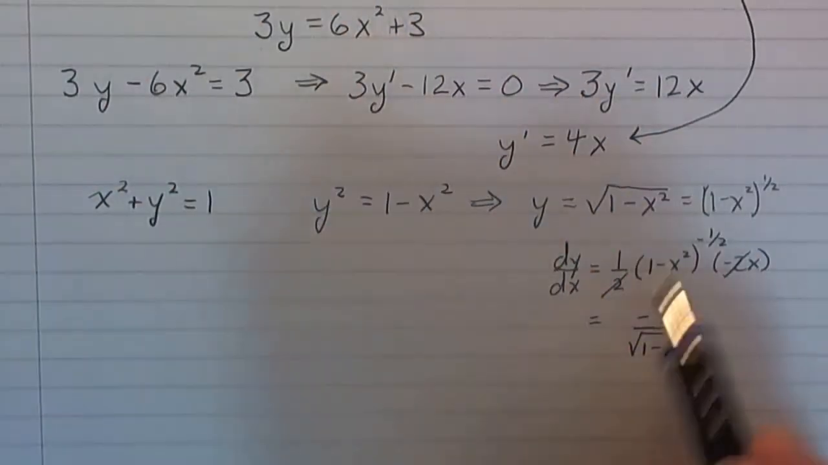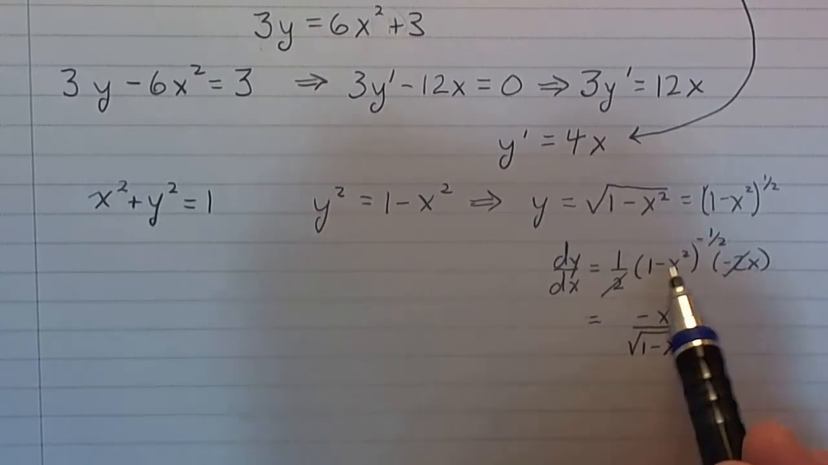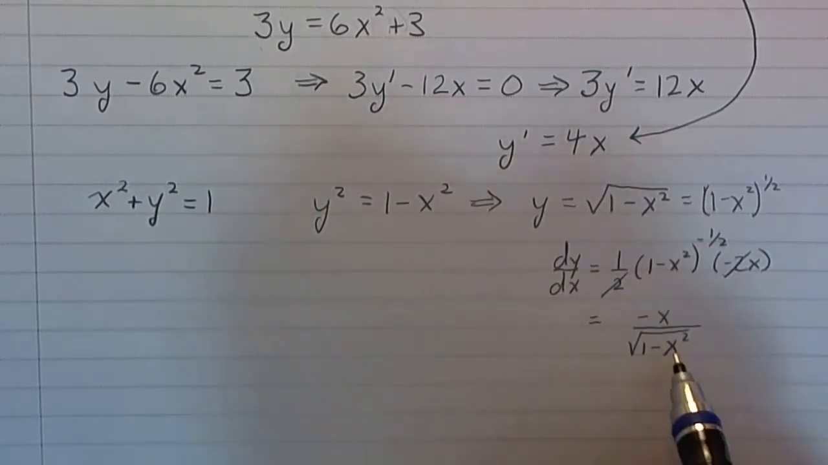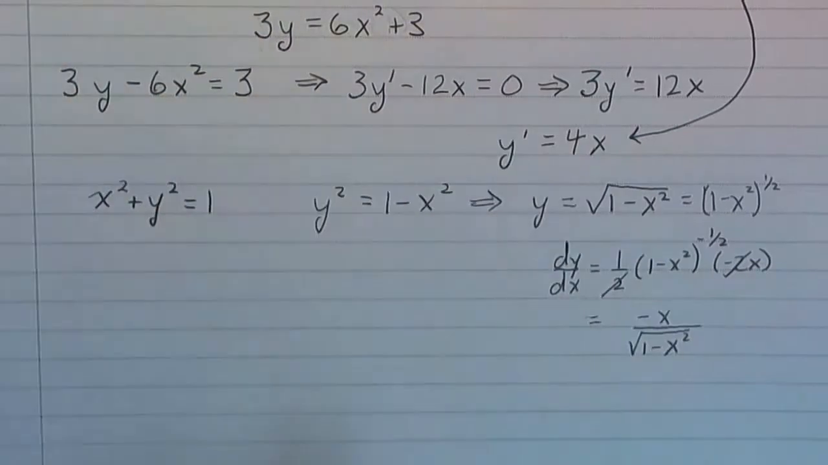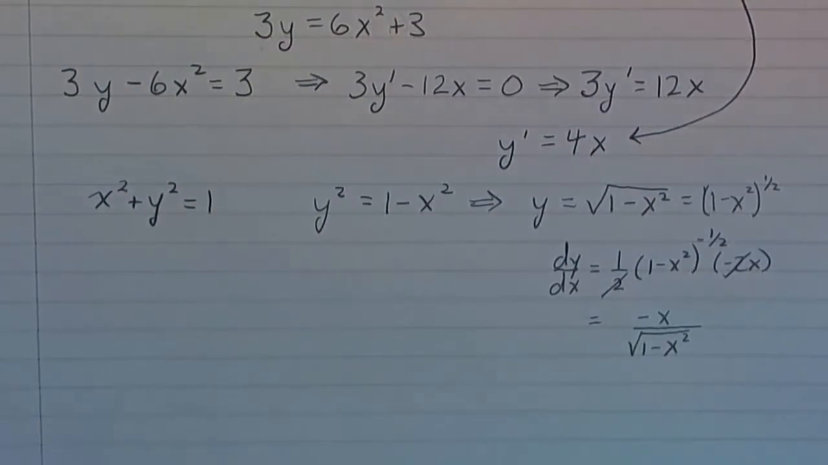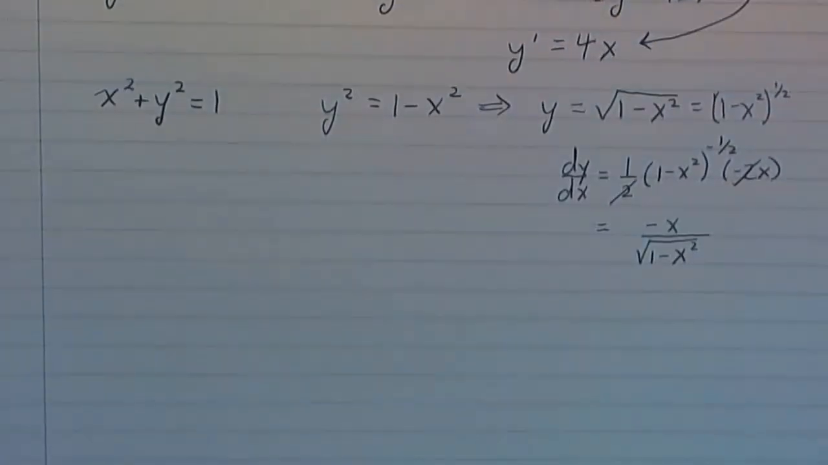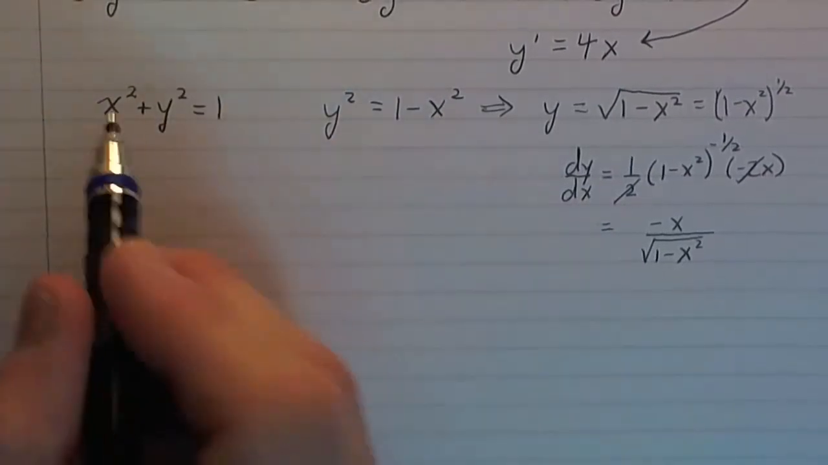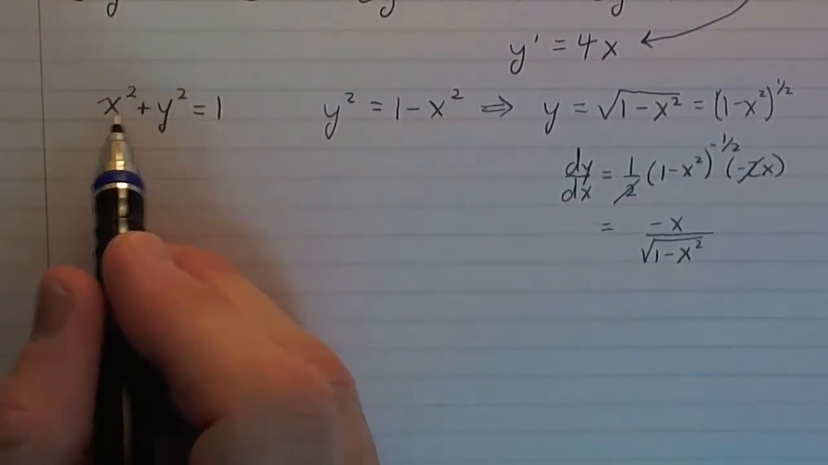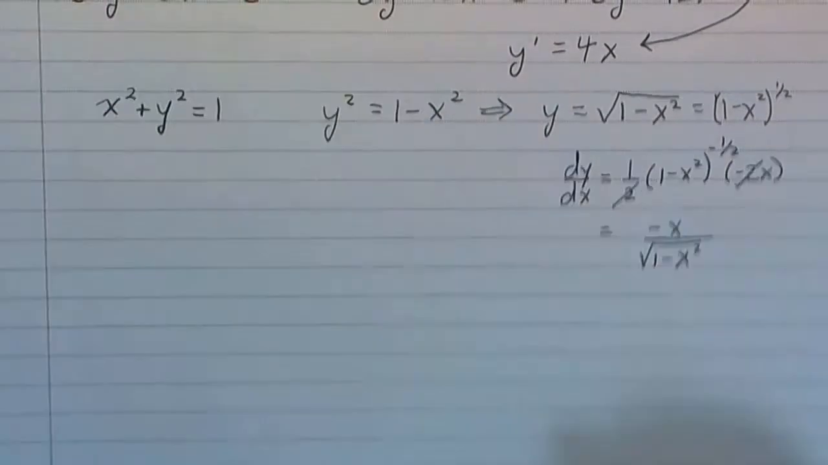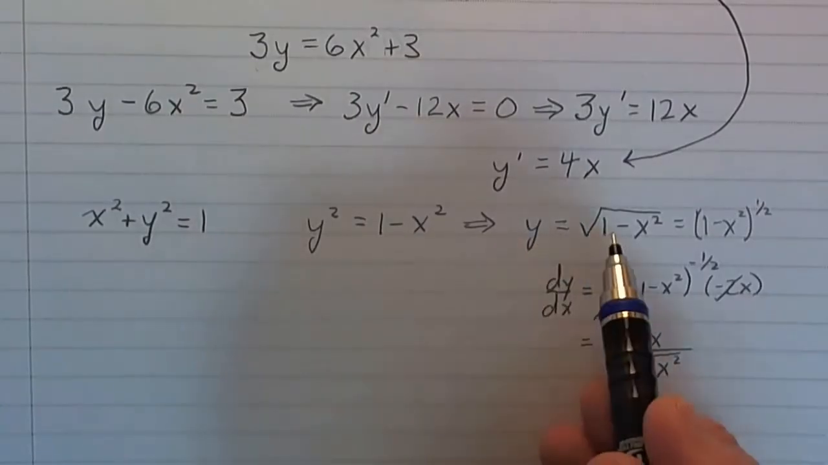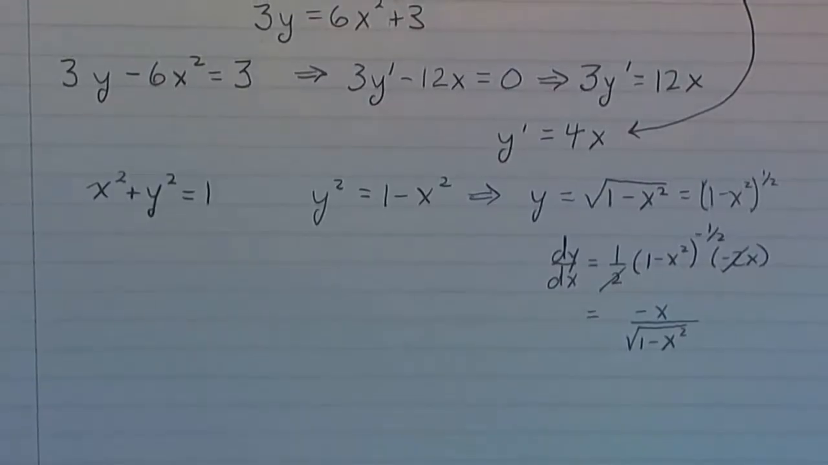See? Because this is a negative 1 minus x squared to the negative 1/2, so it's down here. Okay, there's dy dx. Now, let's go about this a different way. Let's proceed with what I'm calling implicit differentiation, where I'm not going to solve for y and get it explicitly in terms of x.